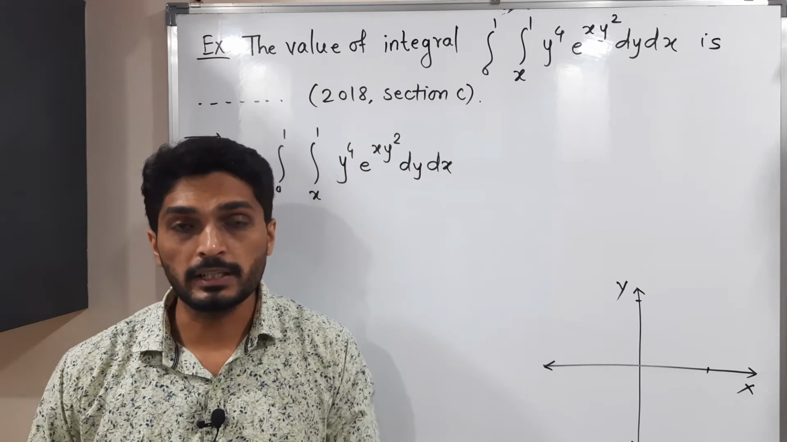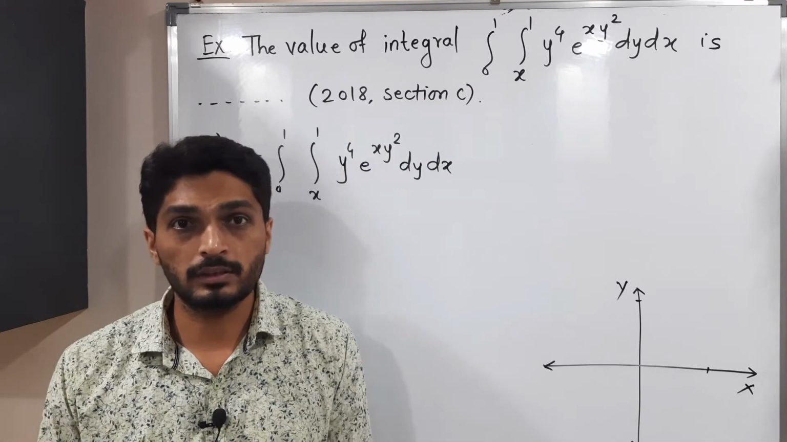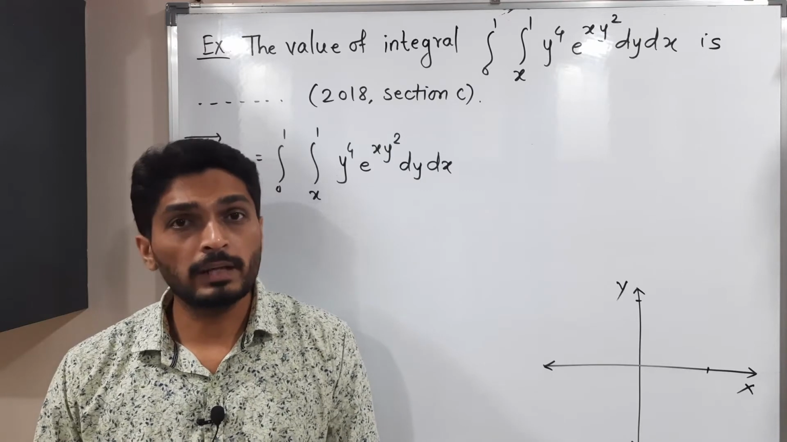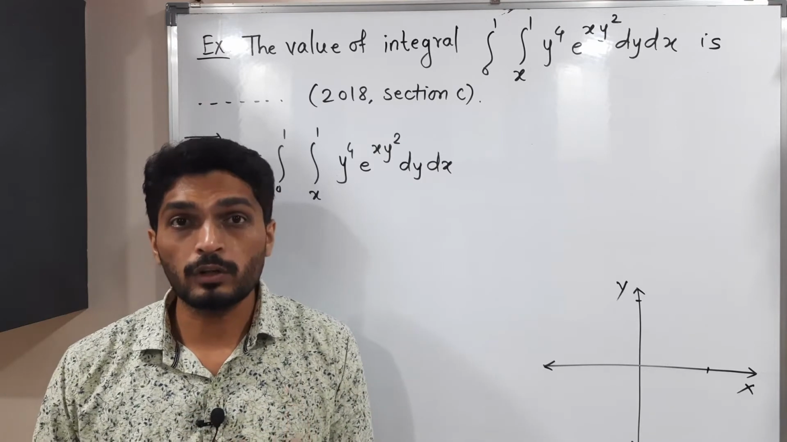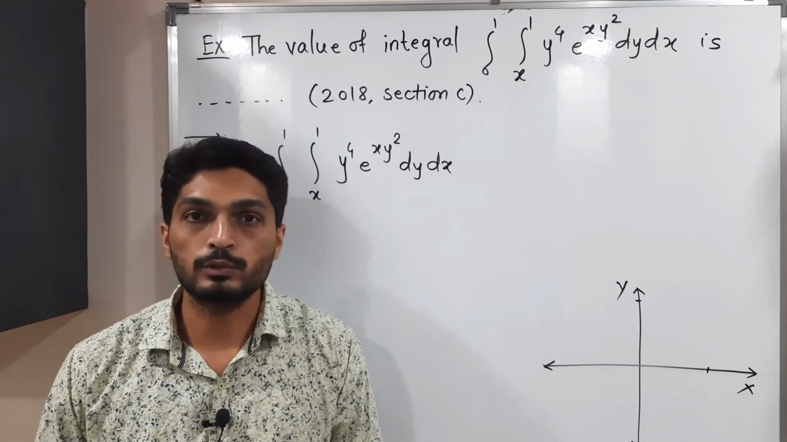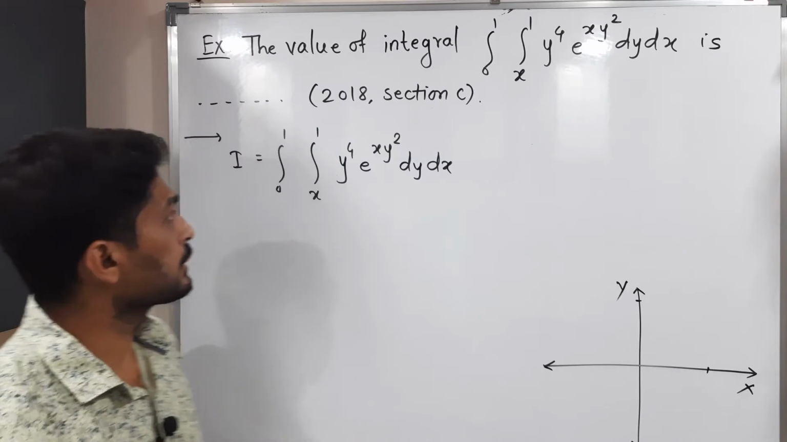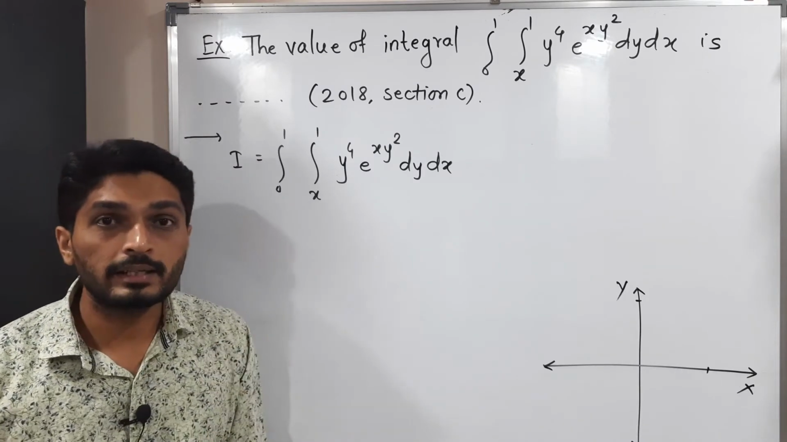There is a double integration. If you try to solve it directly, it will be very difficult. So what will I do? I am going to change the order of integration and solve it, so that we can easily get an answer. To change the order of integration, we need to understand the given region first.